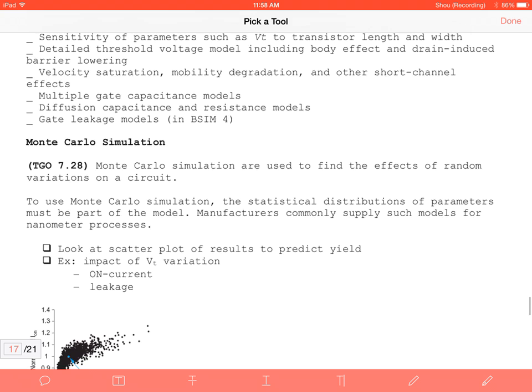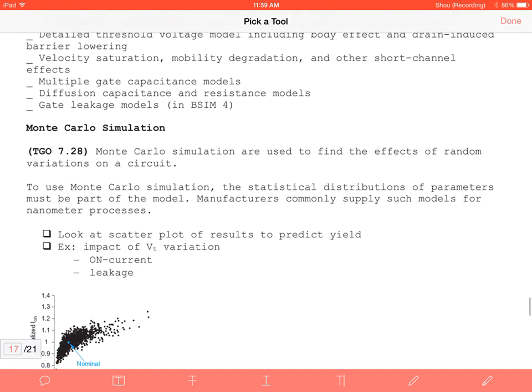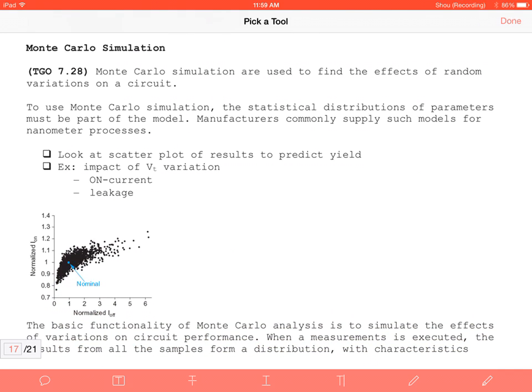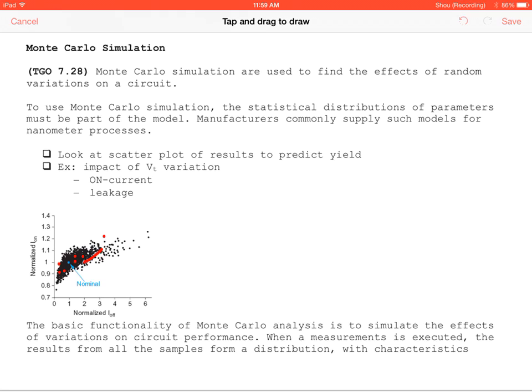All right, so the last thing I want to go over, seems like you guys have already been tortured by this concept before, is Monte Carlo simulation. So we're going to have these random variations on the circuit, which is our definition. So here we have our normal operation, and then we're going to test around.